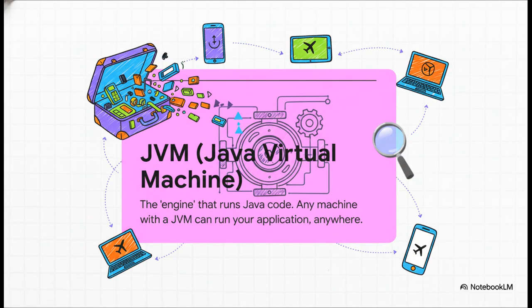Now, you might be wondering, how is that run anywhere promise even possible? Well, it's all thanks to something called the Java Virtual Machine, or JVM. The best way to think of the JVM is as a universal engine. Any computer with this engine installed knows exactly how to open up your digital suitcase, unpack everything, and run your application perfectly. It's like the ultimate travel adapter for your code.